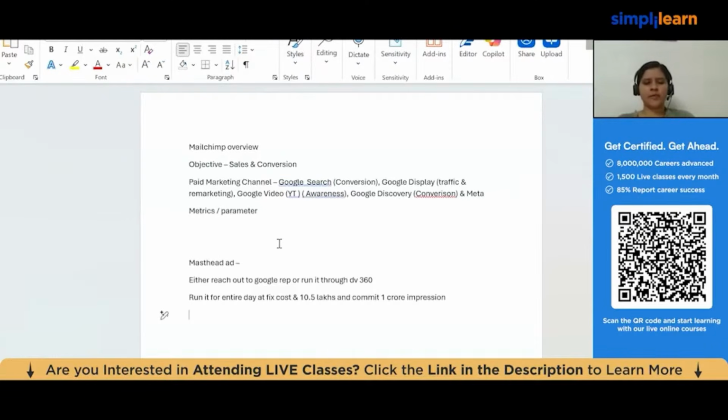Second, there are two options you have. Run it for the entire day at a fixed cost. The other one is, let's say you don't have the budget to run this ad for the entire day, then the bare minimum cost that we last checked was around 10.5 lakhs, and the platform will commit you around 1 crore impressions. I'm talking about the Indian market. For other markets, honestly, I didn't get a chance to explore masthead ads yet. But for the Indian market, when I worked, these are the two options that we have.